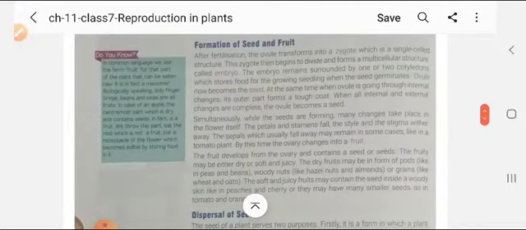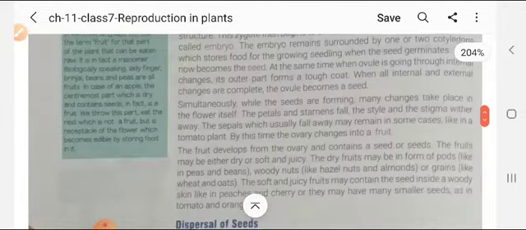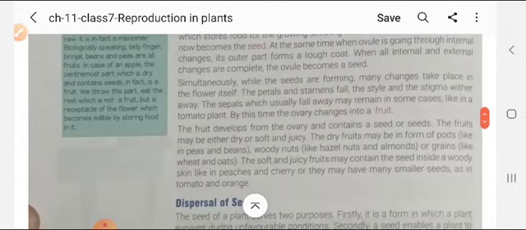Now the fruit develops from the ovary. The sepals which usually fall away, now by this time the ovary changes to fruit. The fruit develops from the ovary and contains a seed or seeds. So that fruit which has been formed after transformation from the ovary, this ovary contains seeds, either a single seed or more than one seed present inside the ovary.